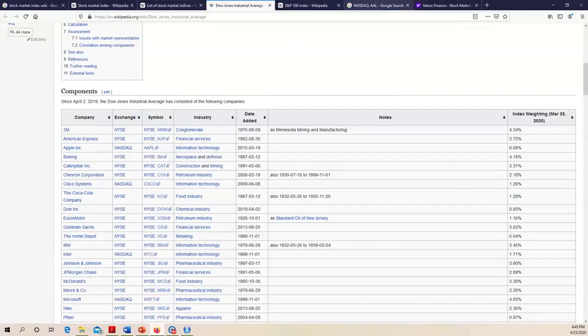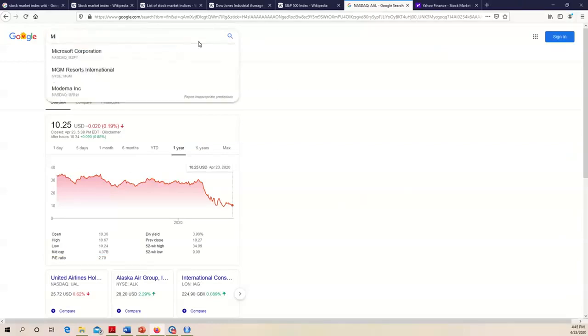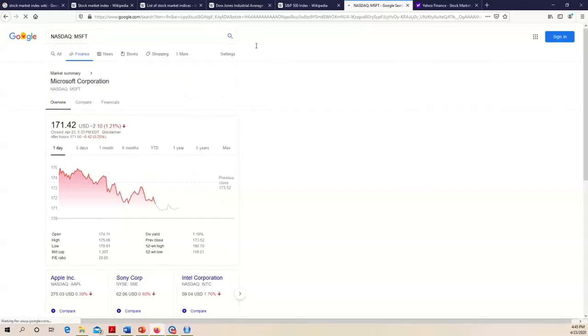So previously, you have seen, for example, what's the latest stock price for American Airlines, right? It's $10.25. Let me type M. M is a ticker. Here I have Microsoft, MSFT. So the latest price for Microsoft stock is $171, right? And Microsoft now is worth 1.3 trillion US dollars, even bigger than Amazon and Apple. Okay, so this is only the price for an individual stock.